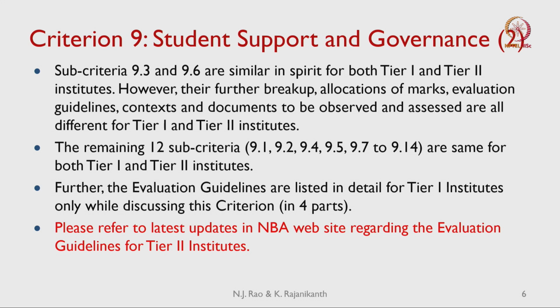Further, the evaluation guidelines are listed in detail for Tier 1 institutes only, while discussing this criterion in 4 parts. As I mentioned, in 4 units we will discuss criterion 9. We will discuss the detailed breakup of the evaluation guidelines only for Tier 1 institutes. Please refer to the latest updates on the NBA website regarding the evaluation guidelines for Tier 2 institutes, that is the detailed breakups.